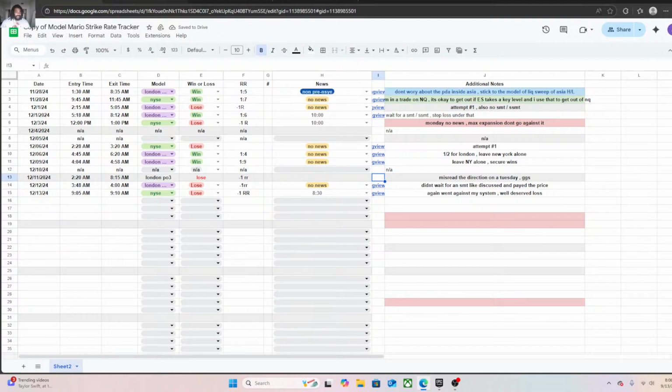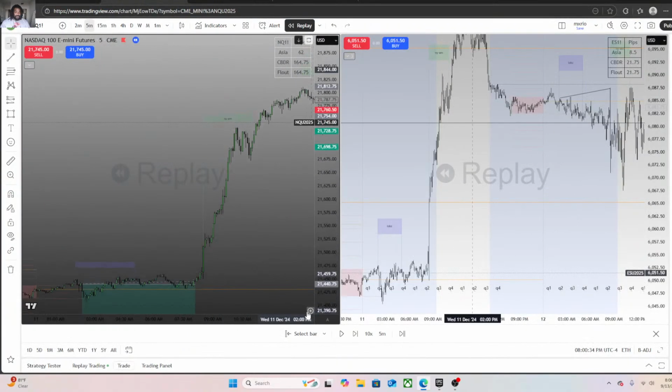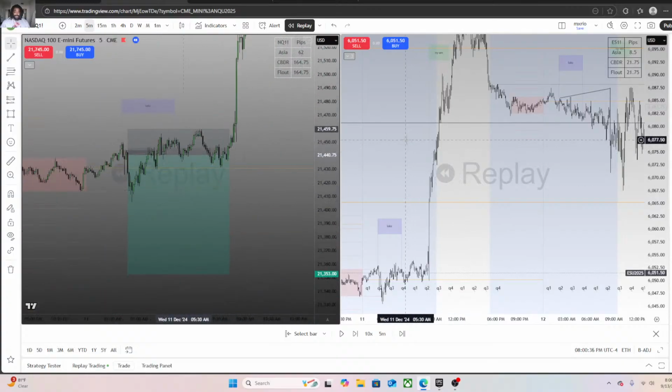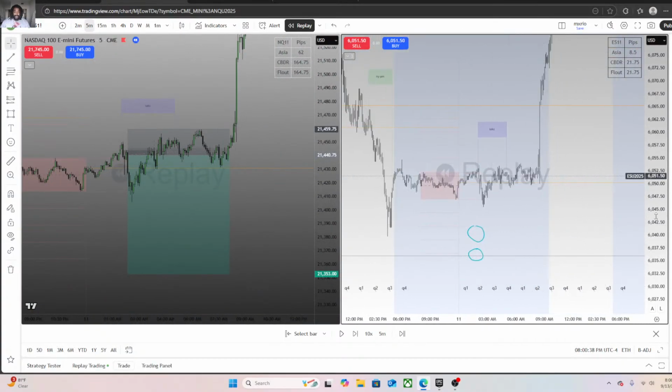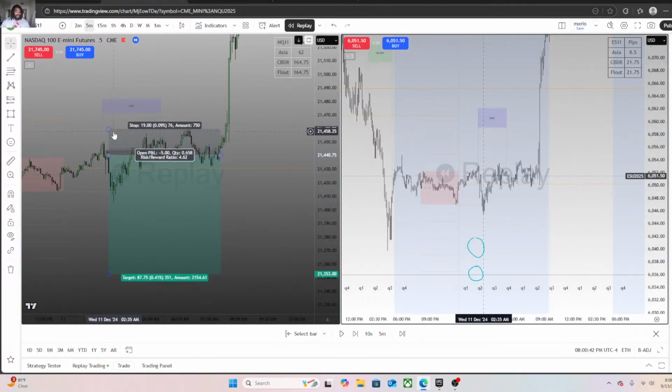Then the 11th. This is the 12th. The 11th I misread too. Oh yeah, this too. Yep, I misread the direction. Wanted us to go lower. This was obviously manipulation after 2:30.